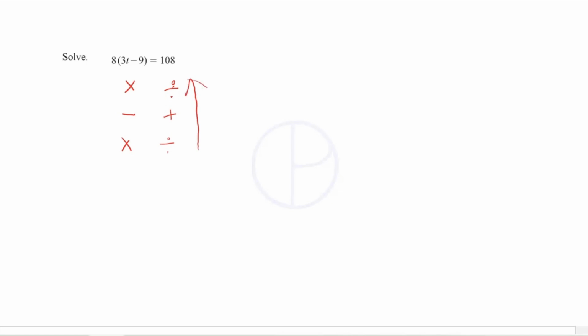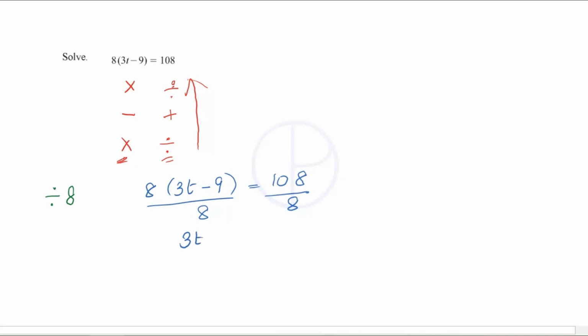So the order is first division. It is multiplied by 8, so here we have to divide by 8. First divide the equation on both sides by 8. So we get 3t minus 9 is equal to 13.5.